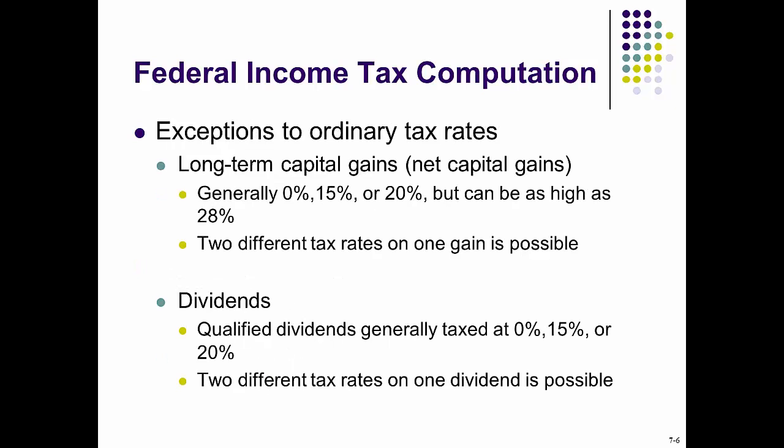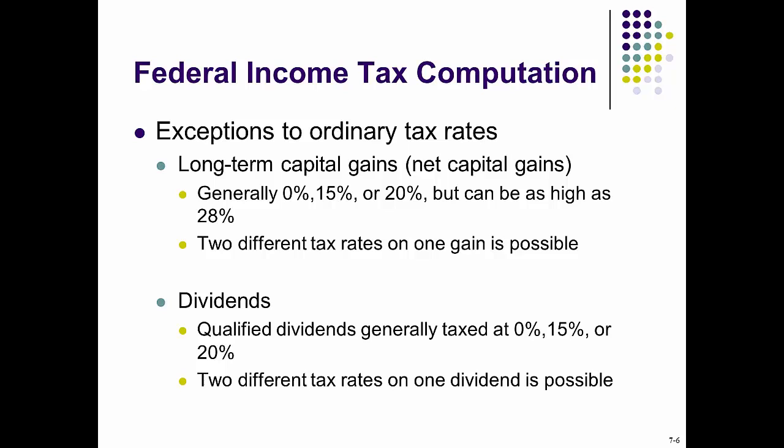What are the exceptions to the basic tax computations? Number one, when taxpayers recognize long-term capital gains or receive dividends, they will be taxed at preferential rates. And number two, when the taxpayer is a child, the child's unearned income is taxed at the parent's marginal tax rate. Now, preferential tax rates for capital gains and dividends.